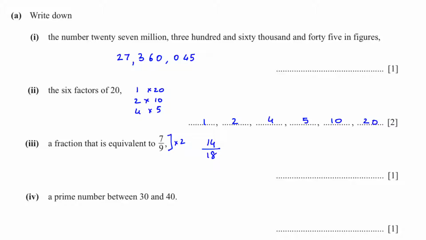Part 4, a prime number between 30 and 40. A prime number is a number that is not in any other times table except itself and 1. So a number between 30 and 40 is 31 or 37. You can check out my video on different types of numbers, where I've explained more in detail.